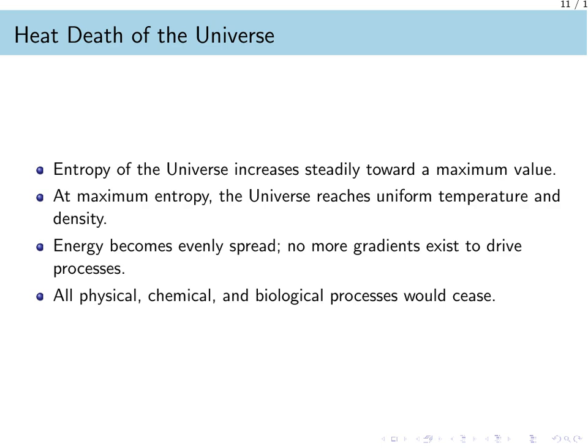Because the entropy of the universe increases toward a maximum value, the universe will eventually reach a state of completely uniform temperature and density. At this point, energy will be spread so evenly that no gradients will exist to drive any physical processes. This would mean that all physical, chemical, and biological processes would cease, resulting in a state where no further work can be performed.